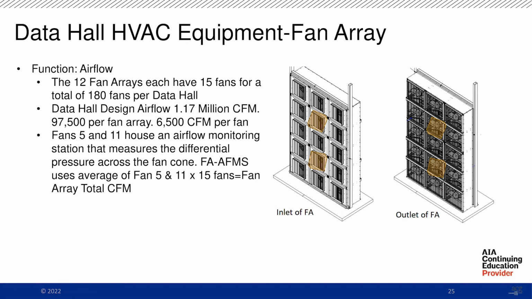All right, so 12 fan arrays, 15 fans each, 180 per data hall, 1.17 million CFM. So this is what we're looking at per fan. And fans 5 and 11 house an airflow monitoring station that measures the DP across the fan cone. They take the average of those two fans, times it by 15 fans, and that's your fan array total CFM. You add all those up, and that would be what you have in the whole data hall.